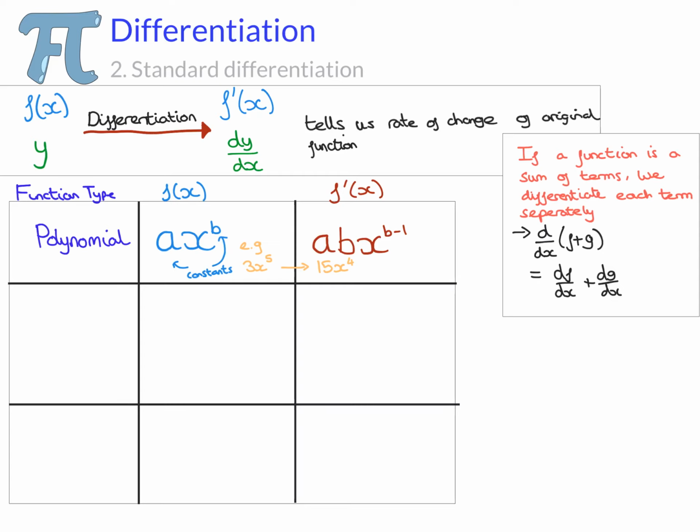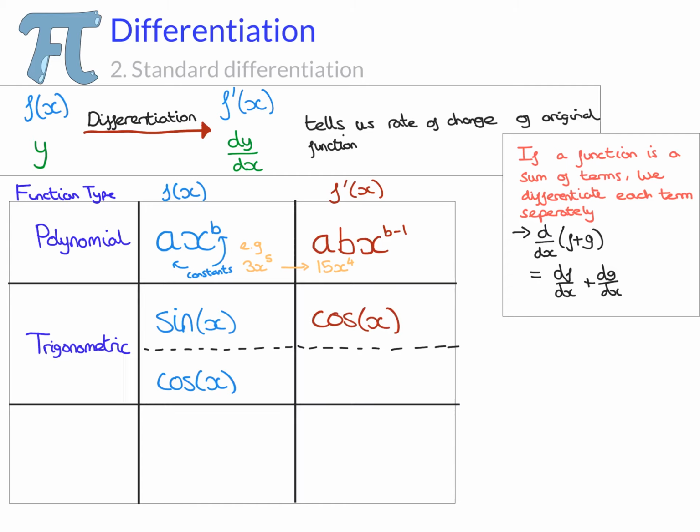The next types of functions we look at are the trigonometric functions sine x and cos x. The differentials of these are easy to remember. We find that when we differentiate sine x, the new function we get is actually cos x, and when we differentiate cos x, the function we get is negative sine x.